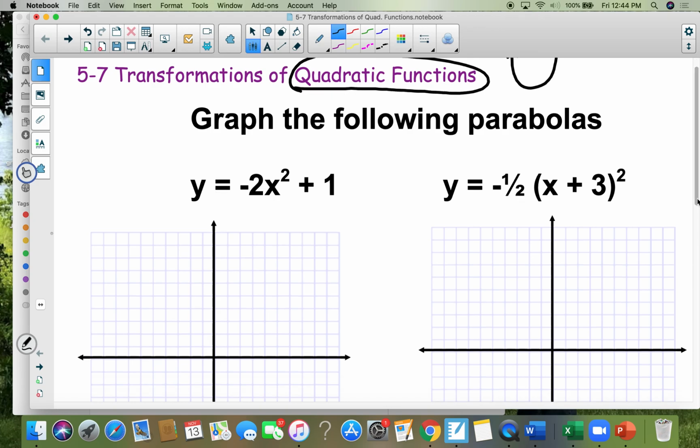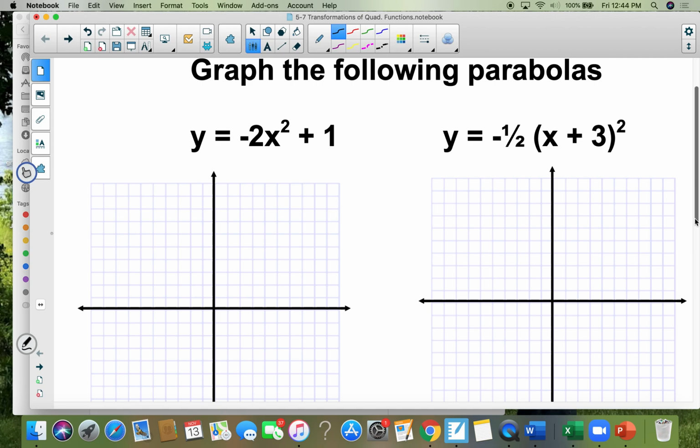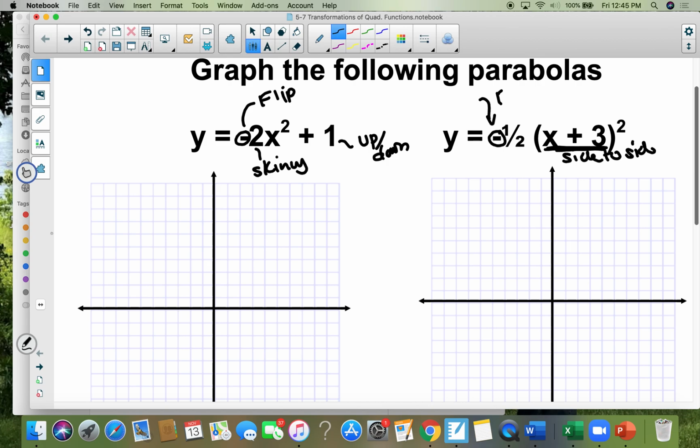And to review how to transform these, if the number is inside a parenthesis, it moves side to side. Do you guys remember doing this? And if it's outside, it moves up or down. The negative sign is going to flip your graph, and the 2 makes it skinny. Again, this flips your graph, and a half makes it wider. And we did this in chapter 2. It would be around October.